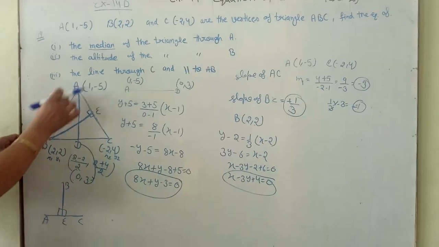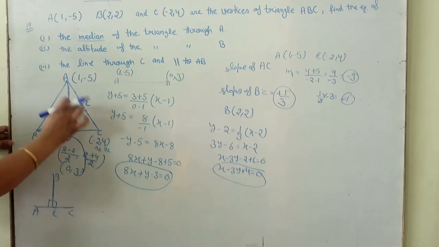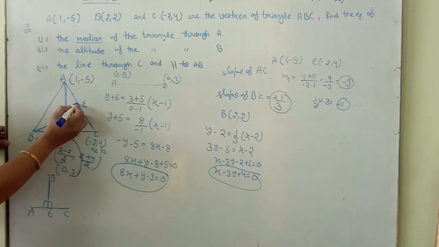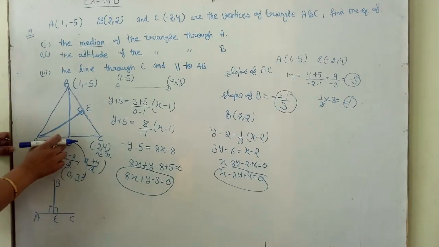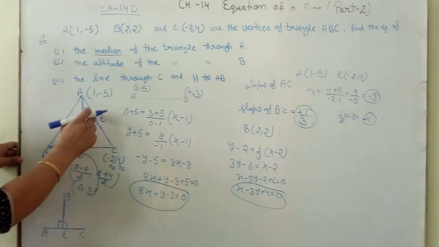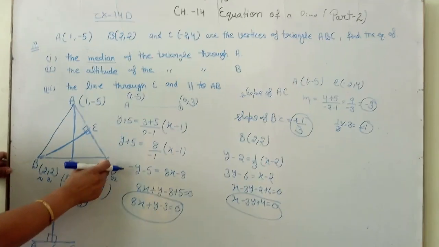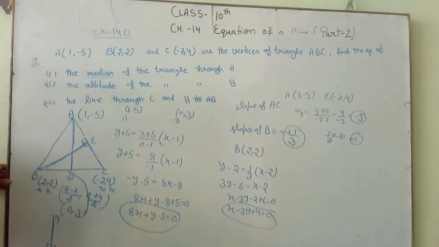Clear, student? Median means B's midpoint, but altitude means BE is perpendicular on AC, and E is not the midpoint. In a median, D is the midpoint, but in an altitude, it is perpendicular on this line, not a midpoint.